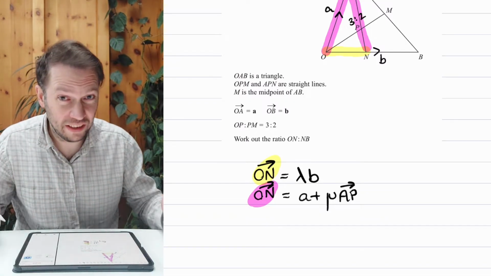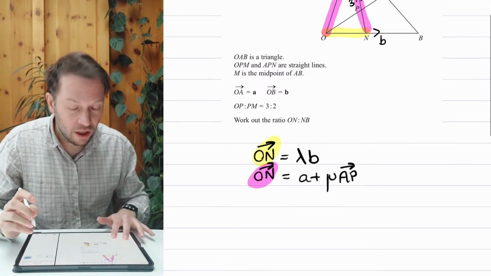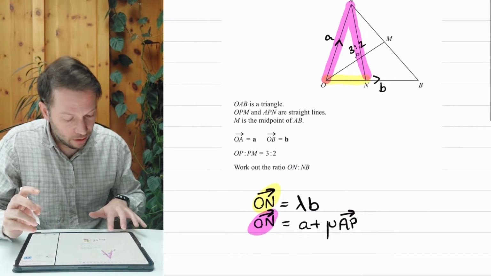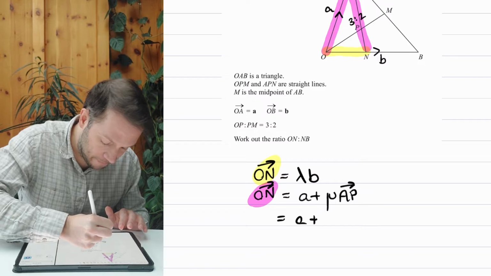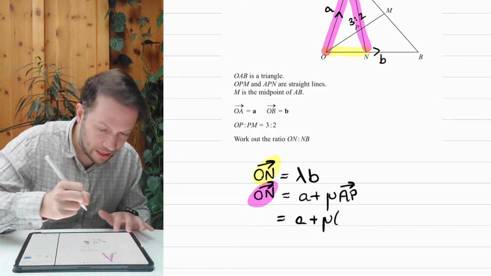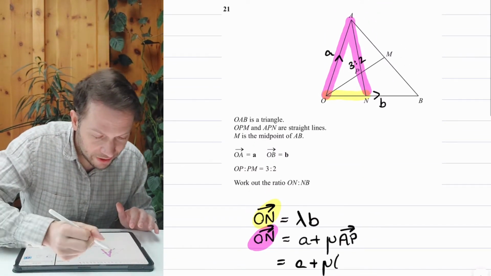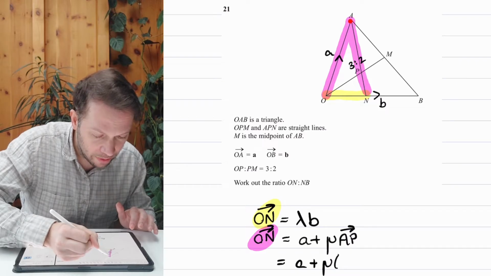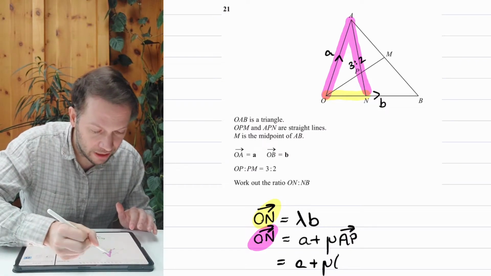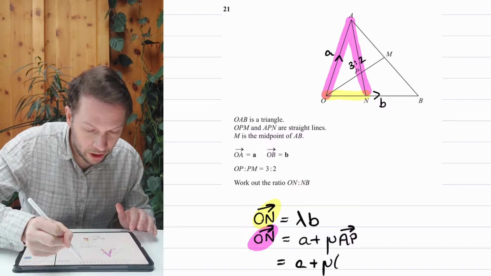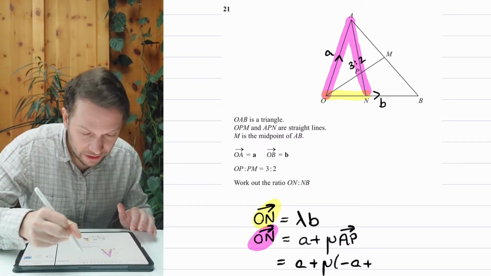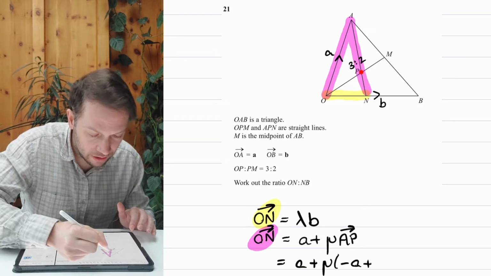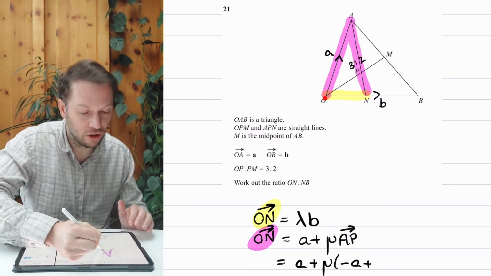And I know this is difficult already, it is a very difficult question. Right, so we now want to work out what AP is, so let's think about that. To get from A to P, we're going from A to O first and then O to P. To get from A to O, we're going backwards down a, so it's going to be minus a. And then to get from O to P, it's going to be some fraction of OM.